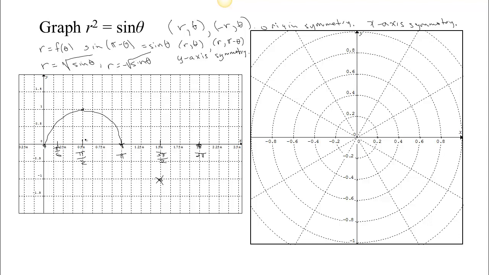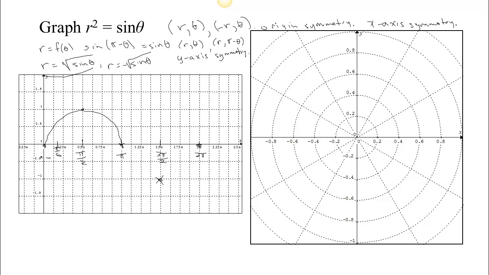Instead of being at 1/2 at pi/6, it's a little bit higher. Okay, so we have that graph. Now at the same time we can graph this other one too. Well, we can come back to that. Let's graph the upper half first. So we're just working on graphing this piece of it, the square root of sine theta.